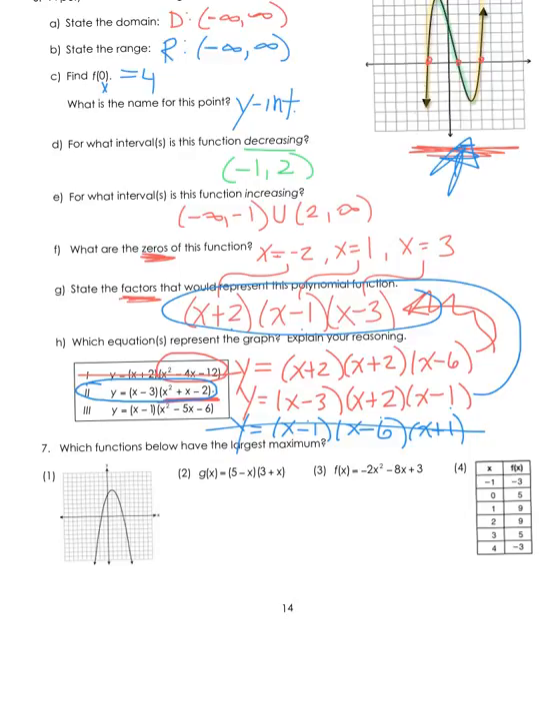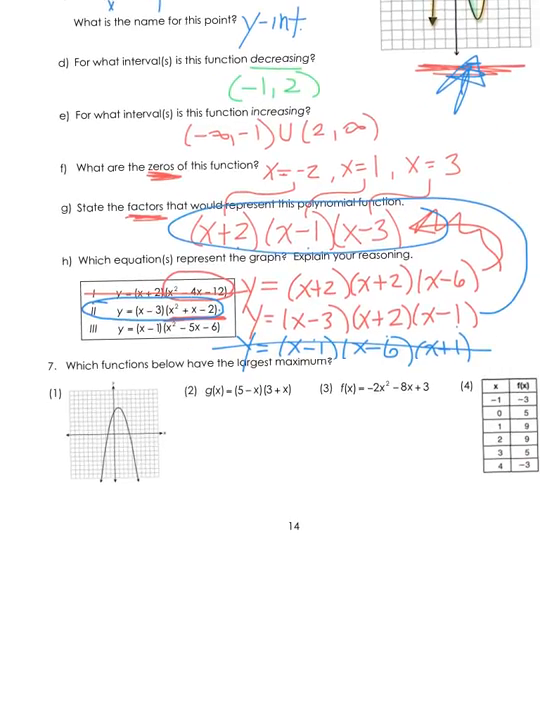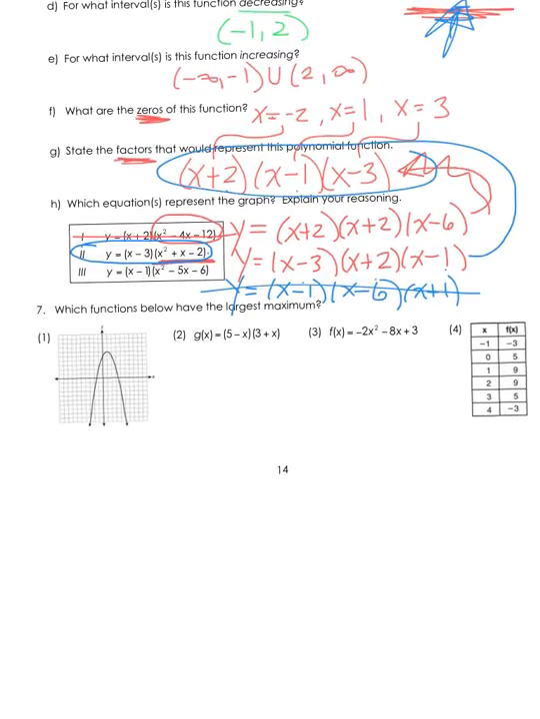At the bottom, this is very similar to the last one on the page before, except this time they're asking me which function below would have the largest maximum. So instead of smallest minimum, now I'm looking for the biggest y value. So again, I'm going to find the turning point. The turning point, when they give me a picture, is super easy. 1, 2, 3, 4, 5, 6. So if the turning point is (1, 6), the maximum value is the y value, 6.